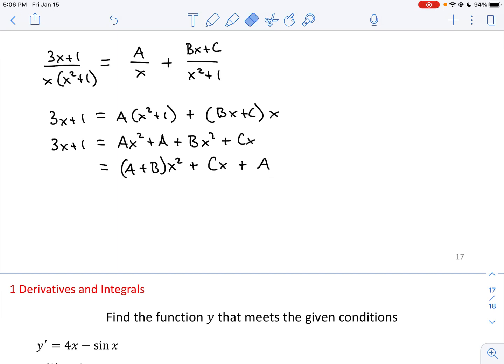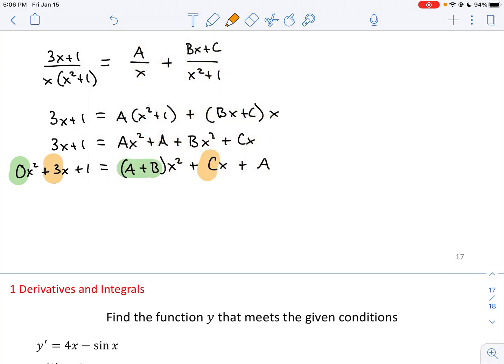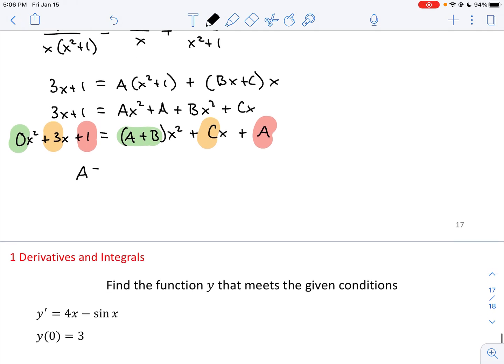Now the other side of the equation has no x squared, so you could force it. You could say 0x squared, just to recognize that coefficient should be 0, plus 3x plus 1. And then when you group terms together, the 0 has to be equal to a plus b. The 3 has to be equal to c. And the 1 here has to be equal to that a. So we get all of them pretty quick here. A has to be 1. C has to be 3. And since a plus b has to be 0, and since a is 1, I know that tells me that b has to be negative 1.